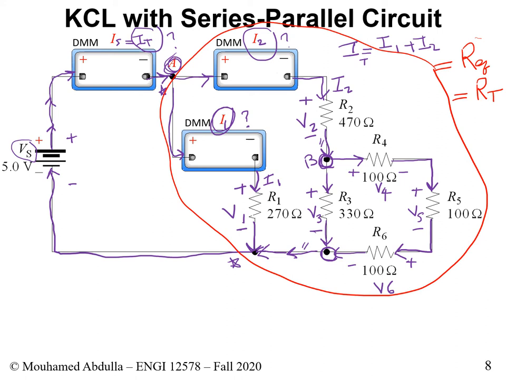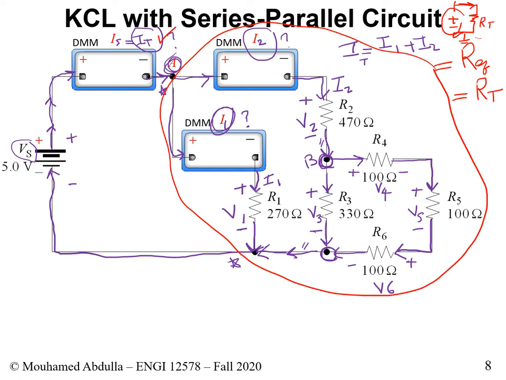And once we do that, this will help us to figure out what I total is, because we will simply have a basic circuit, just a source and one resistor, and we could just use Ohm's law. This will help us to figure out the current that is flowing out of the source. And if we find the current flowing out of the source, we basically found our I total. And once we find I total, then we can find everything else, I1 and I2, right?